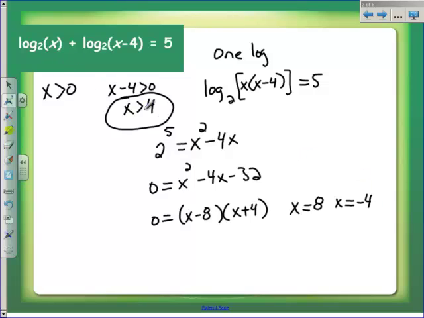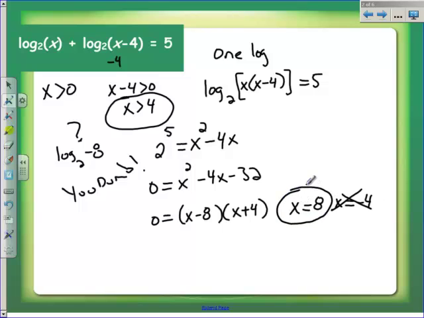Earlier I noticed that my domain was all values of x that are larger than 4. I cannot plug negative 4 into this logarithm because if I plug negative 4 here, I get the log base 2 of negative 8. And I would be like, what? I can't handle that. Anyway, so we can't do that. So this is a perfect example of you better check your domain before you go about and just blindly do your algebra. So my only solution to this is x equals 8.